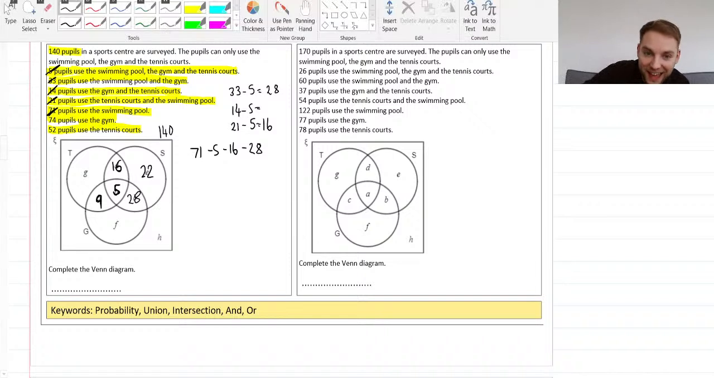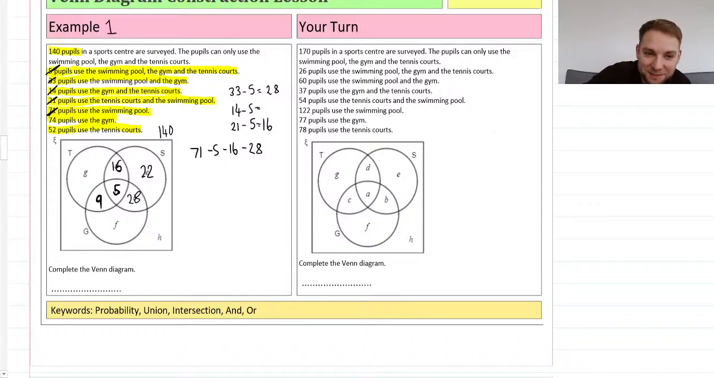Next part, so we're getting there now. It seems to be taking quite a long time. The next part says that 74 people use the gym. Now the gym is this bottom circle here. This is the gym down here. So 9, 5, 28 and F sum to that 74. So if I want to work out F on its own, I need to do 74, take away 9, take away 5 and take away 28.